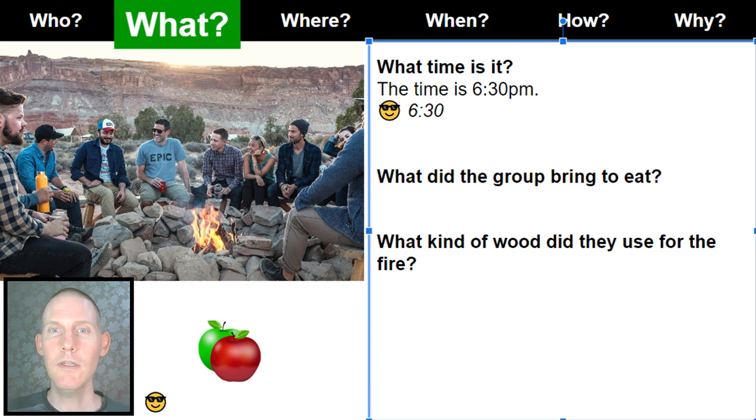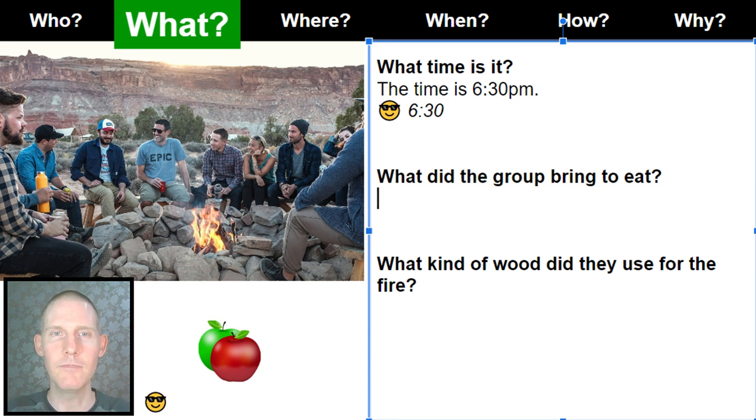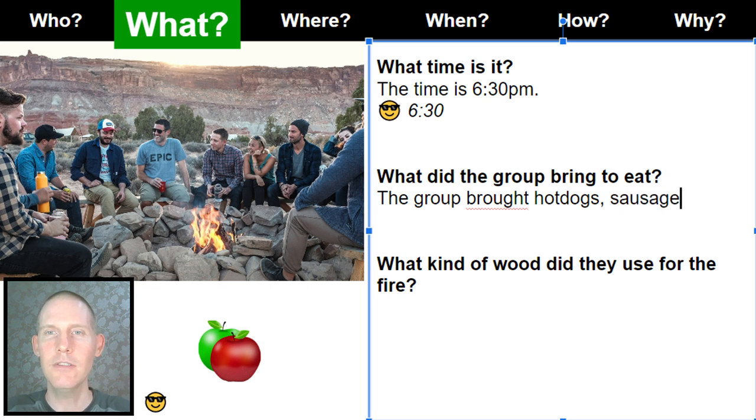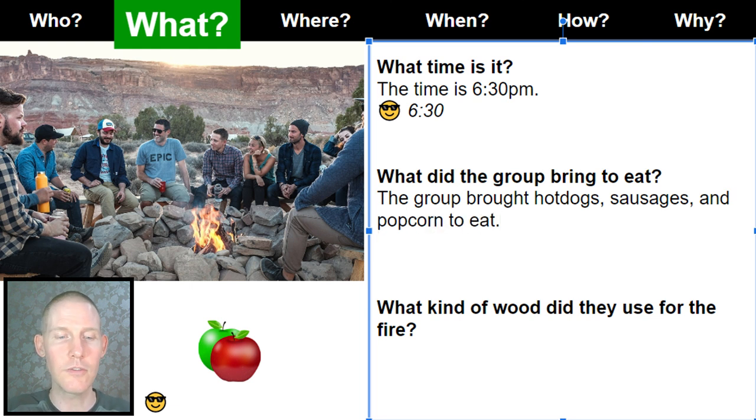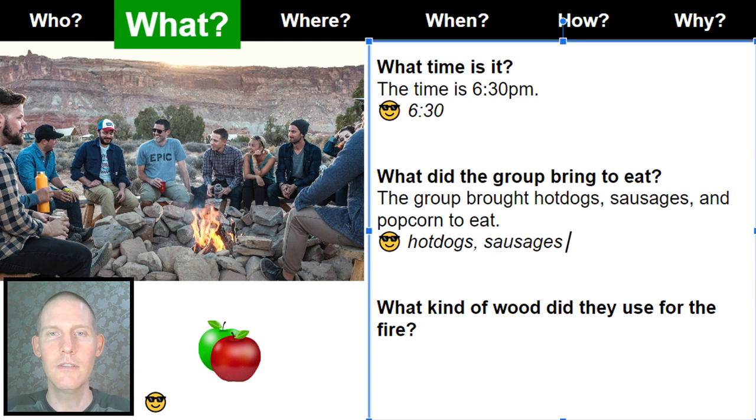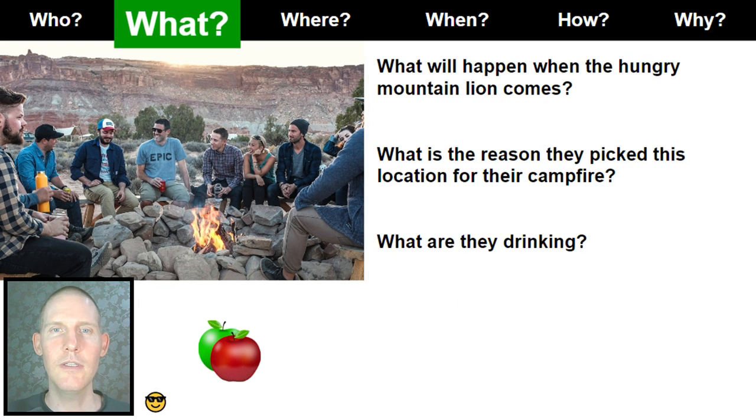All right. What did the group bring to eat? The group brought hot dogs, sausages, and popcorn to eat, right? So that could be the long answer. If we're doing the short answer, maybe we'll only say what they actually brought. Hot dogs, sausages, and popcorn. All right. Ooh, I see another question in the comment.